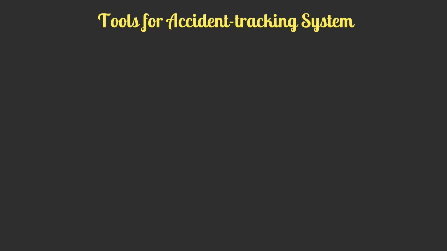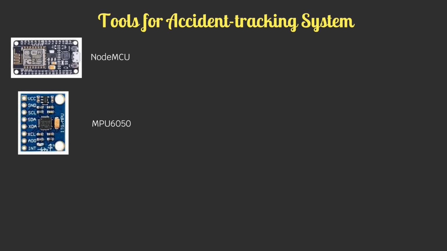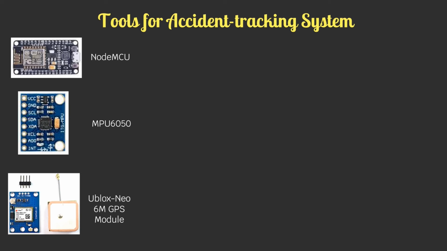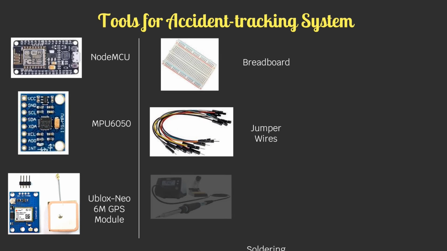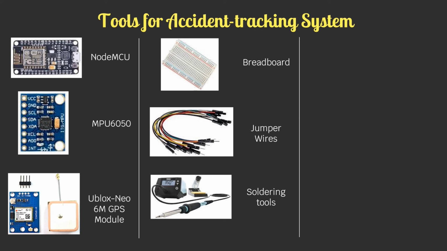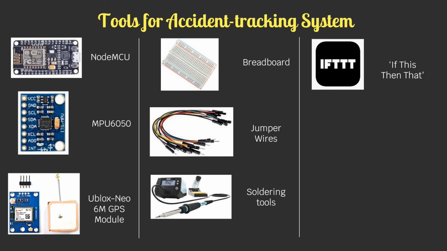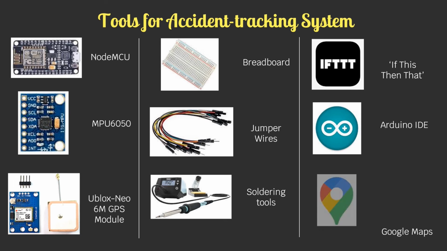Tools used for the accident tracking system are Node MCU, MPU6050, which is an accelerometer and gyrometer, u-blox Neo 6M GPS module, a breadboard, jumper wires, soldering tools, and the software used are If This Then That, Arduino IDE, and Google Maps.